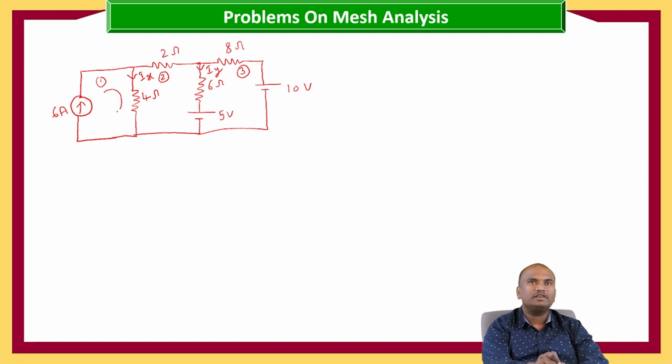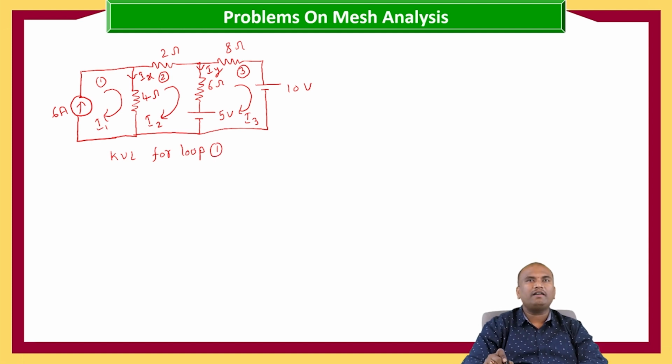The first mesh loop current is I1, then I2 and I3, clockwise direction only I am considering. Now KVL for loop 1.